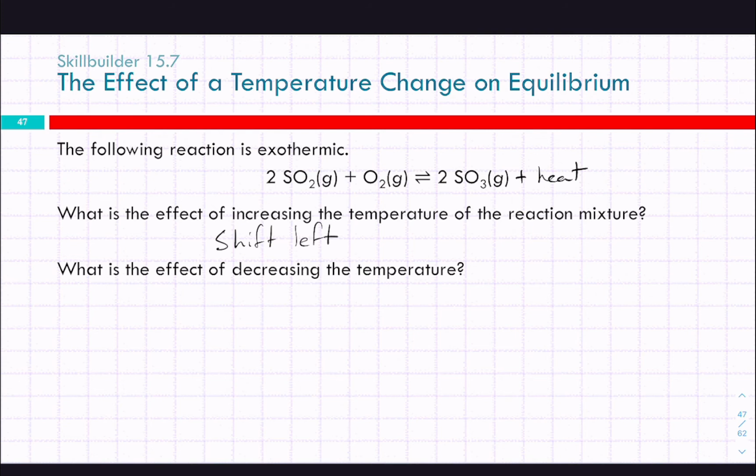So increasing temperature means we're adding more heat. So the reaction will shift left. And then if we decrease the temperature, to the right. Nice. It's not too confusing.